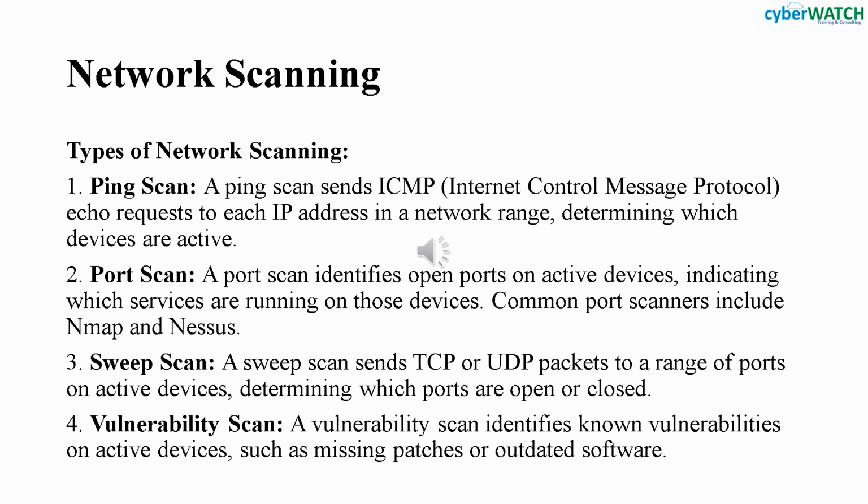Network scanning. Types of network scanning. 1. Ping scan. A ping scan sends ICMP, Internet Control Message Protocol, echo requests to each IP address in a network range, determining which devices are active. 2. Port scan. A port scan identifies open ports on active devices, indicating which services are running on those devices. Common port scanners include Nmap and Nessus.